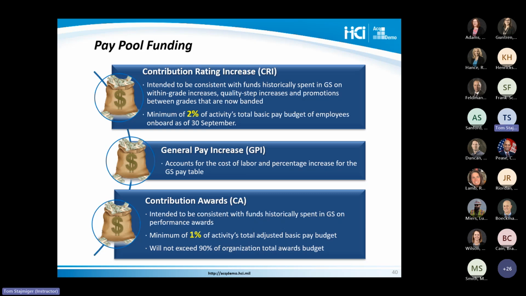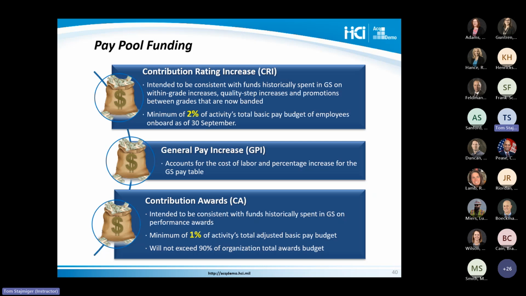CRI, contribution rate increase, that's a second pay increase that the pay pool can give out. Again, that's sort of the step increase kind of money that would have been given out in GS. It says our money that we have to give out is to add up all the salaries in filled positions on 30 September.